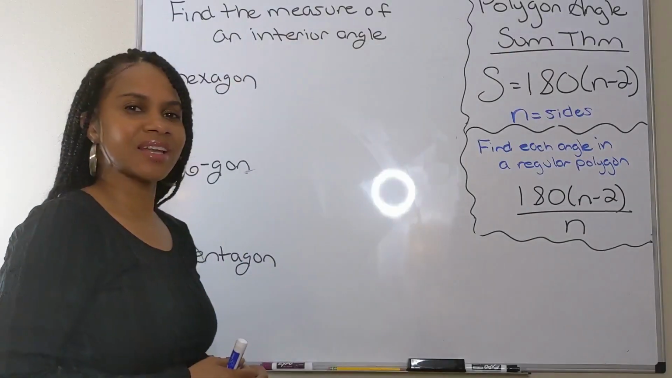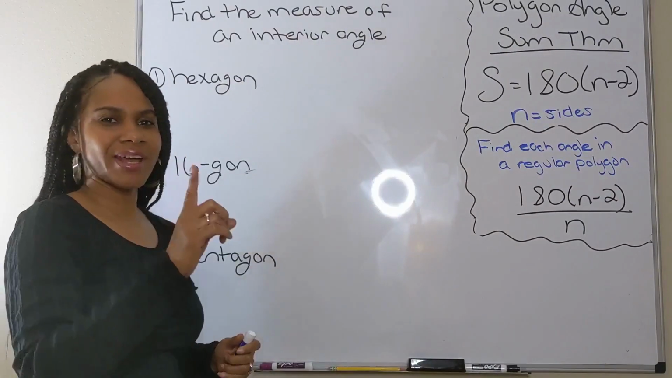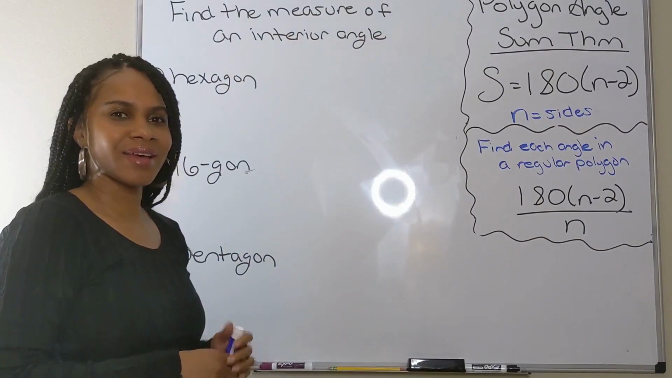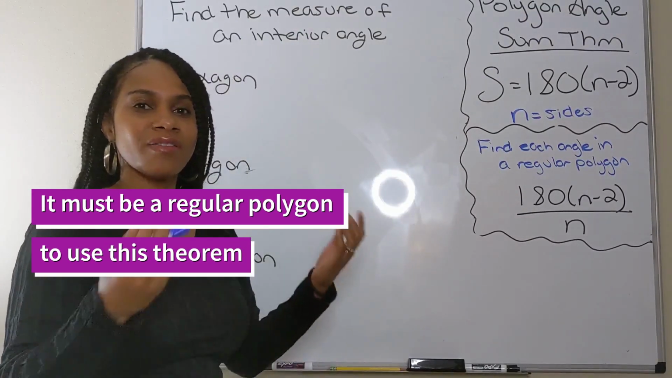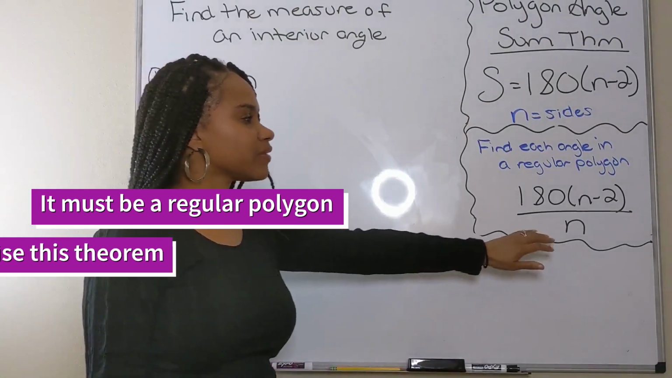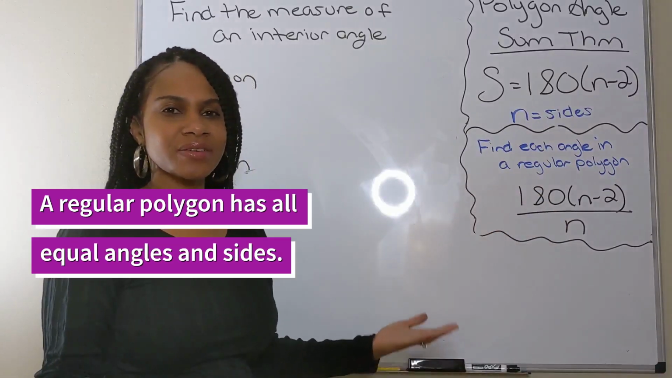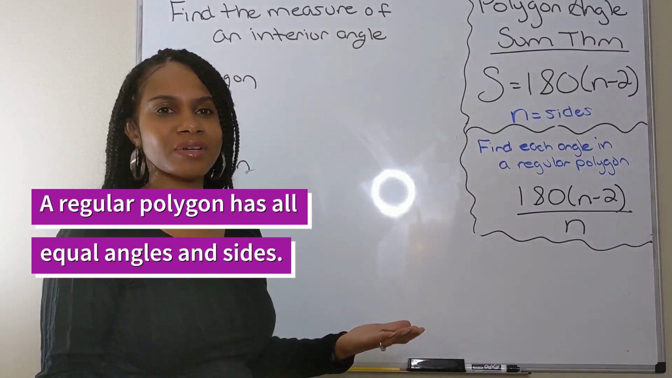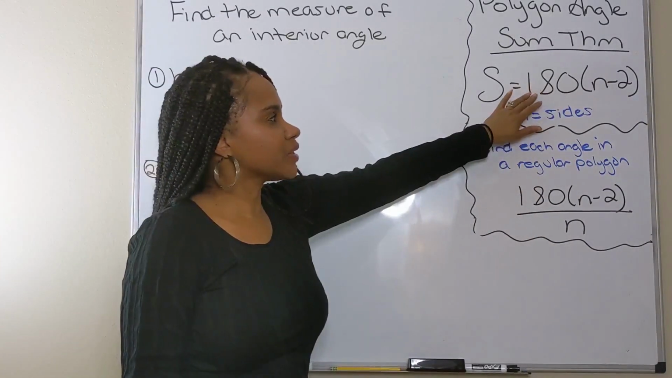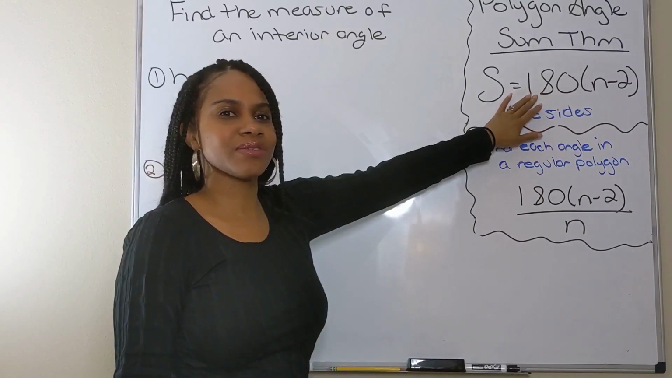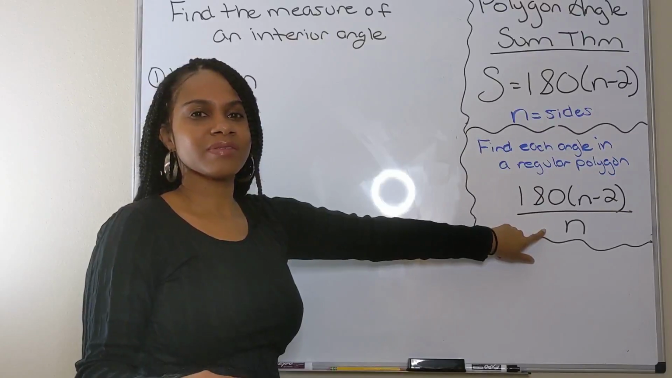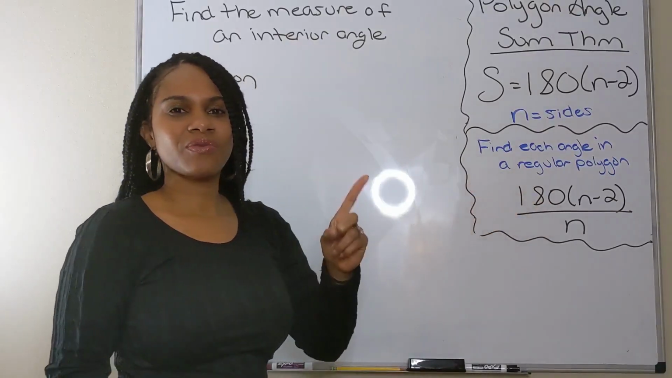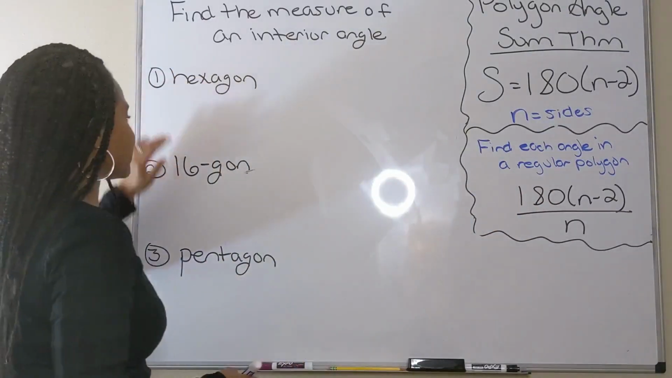Alright, so now let's take a look at finding the measure of one angle in a regular polygon. The only added piece is that we're simply finding the sum of all of the angles and dividing by the number of sides. The number of sides is going to be the same as the number of angles. So using that same theorem, 180 times n minus 2, we're simply going to divide by the number of sides to get the measure of one angle. So let's try these 3.